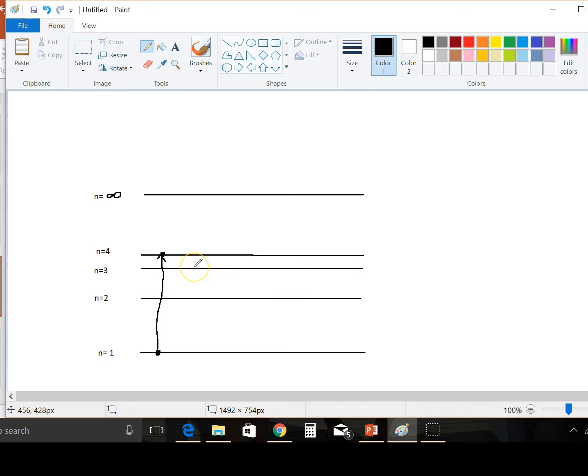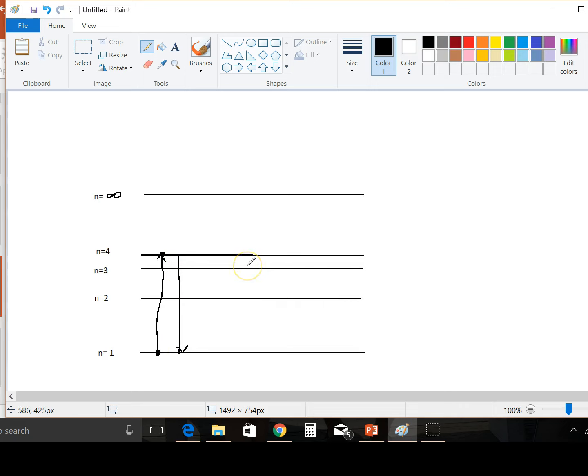Now, the electron could fall all the way back to n equals 1, it could fall to n equals 2, or it could fall to n equals 3. The way you'll see these questions asked, it'll say, show a series of lines that would result in ultraviolet radiation. So we know that for an atom to emit ultraviolet radiation, when the electron travels back down, it has to travel all the way back to n equals 1.